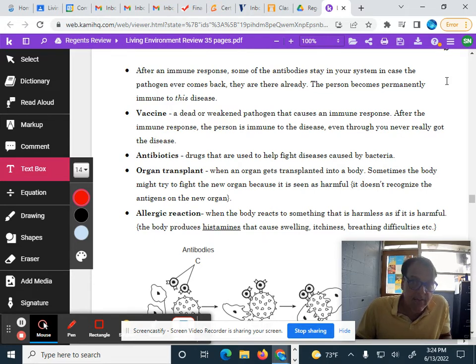Vaccines are a dead or weakened virus. We have new vaccines which are made using RNA and protein synthesis. Antibiotics are drugs that are helpful in fighting infection against bacteria, not against viruses.